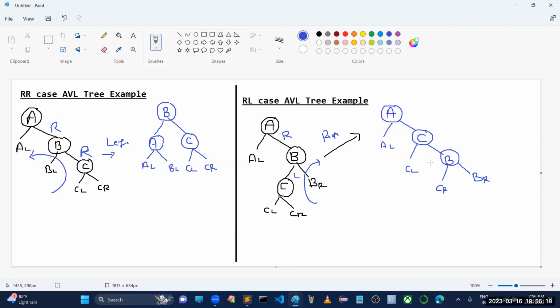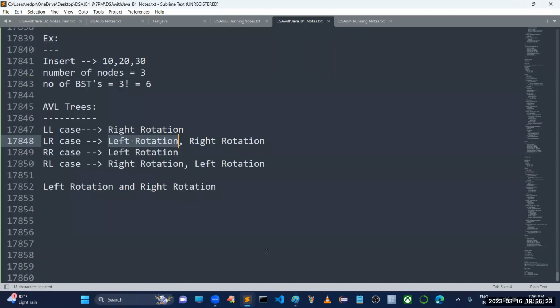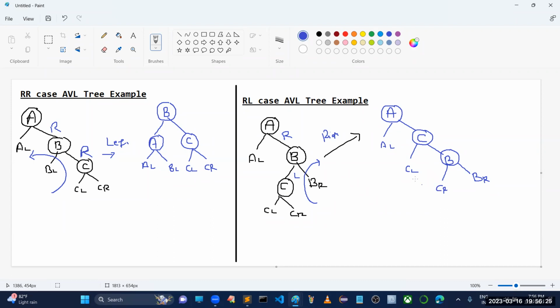Sir, now is it balanced? No. Then after applying right rotation, which rotation do we have to apply? Left rotation. Now we need to do left rotation. So left rotation with respect to this means like this we have to rotate. Sir, which will become the root node now? C will become the root node.